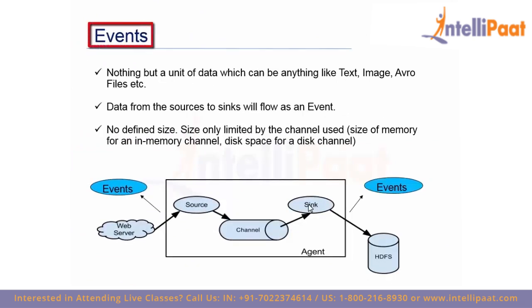Now, what is an event? Whatever messages are being generated from the source, for example, say a web server, will all be treated as events. You can simply say this is a message, and in terms of Flume, we will call it an event. So it is nothing but a unit of data which can be anything like text, image, Avro file, etc. Data from the source to sinks will flow as an event. When we do the demonstration, I will show you on the Flume agent, you can see the event generated.